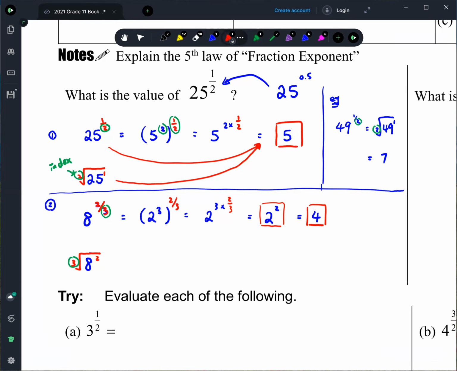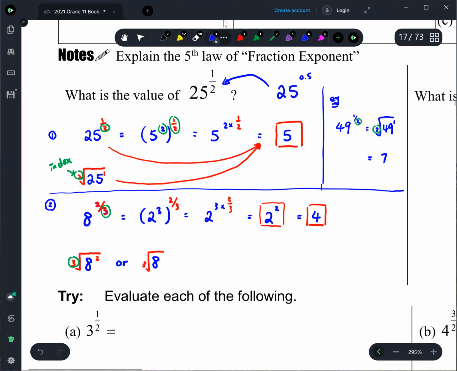Okay, denominator goes to the outside. Writing it out like this, you can write it like this, 8 squared on the inside. You don't need a bracket. Or you can write it as 8 and then cube root, and then the whole thing squared.